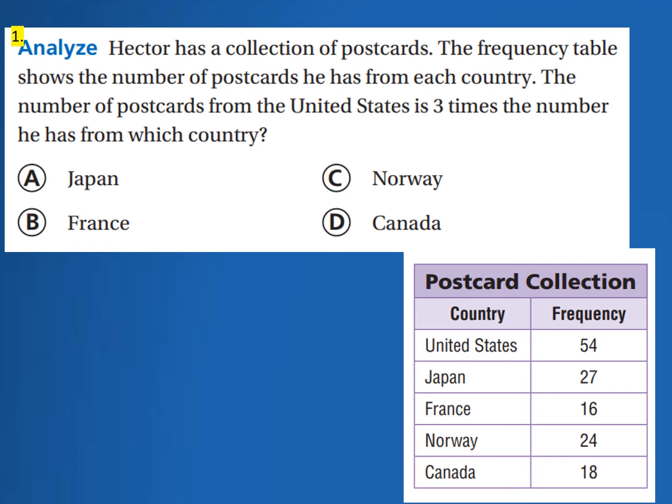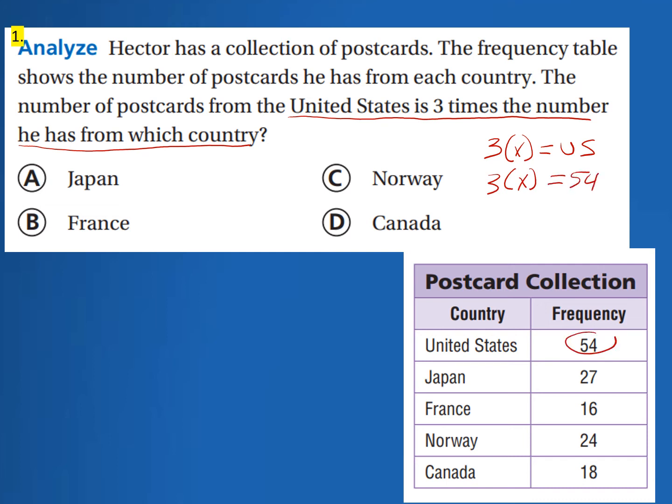So a quick question here. Hector has a collection of postcards. The frequency table shows the number of postcards he has from each country. The number of postcards from the United States is 3 times the number he has from which country? So then I want to know 3 times some number equals the US. So 3 times some number equals the US has 54. So which one of these numbers times 3 will give me 54?